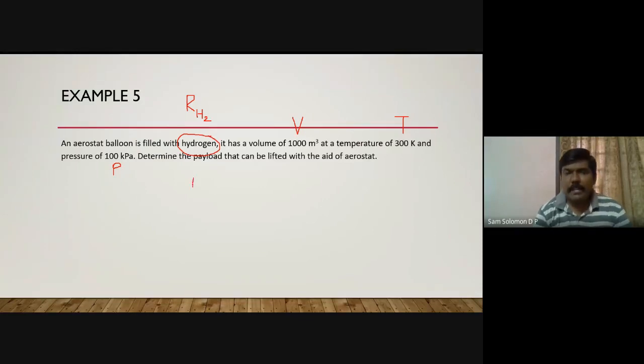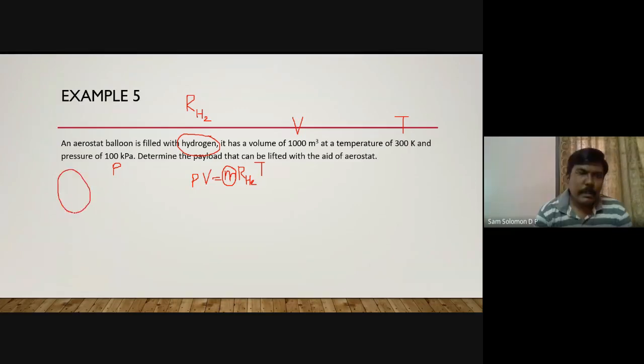So it is a very simple relationship. The same PV equal to MRT. PV equal to MRT. And R is for R of hydrogen. And T is the temperature. And now you will be able to get the mass. And my question to you is this. The mass that you find out, is it the payload that can be lifted with the aid of aerostat? What do they mean by the payload that can be lifted with the aid of aerostat?